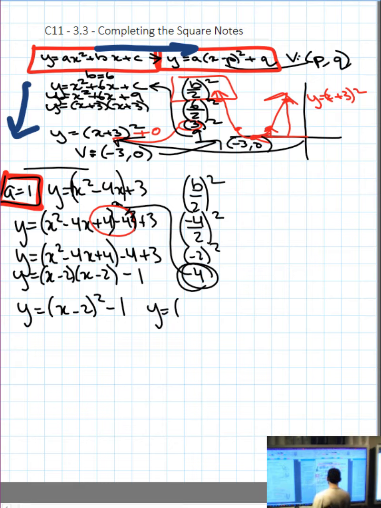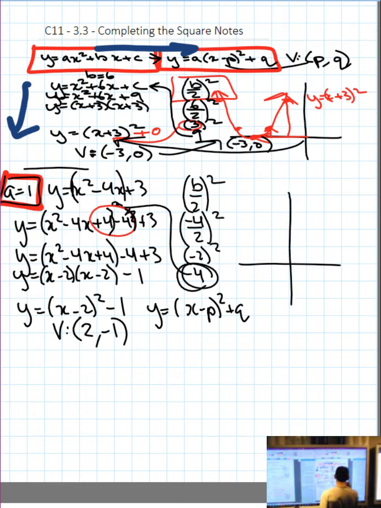y equals (x minus p) squared plus q, where the vertex, v colon, off to the left, is open bracket, the opposite of what's inside the brackets, the same as what's outside of the brackets: 2, negative 1. Let's draw a graph and put that on the graph. 2, negative 1, label it 2, negative 1.